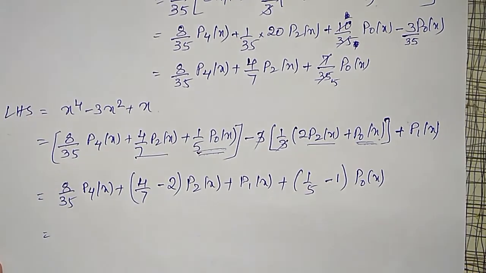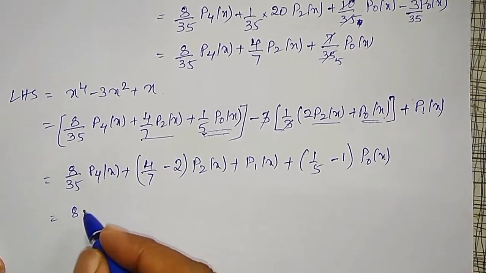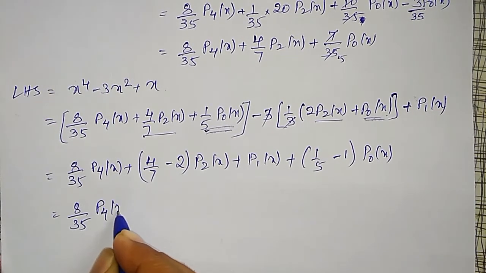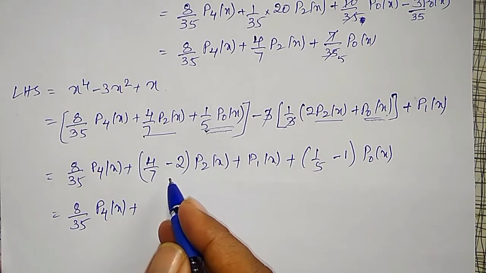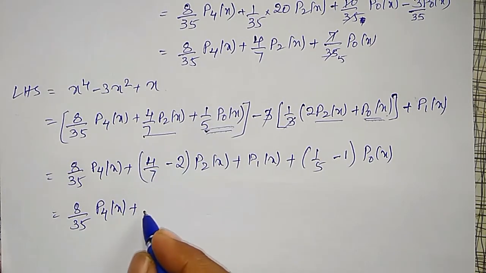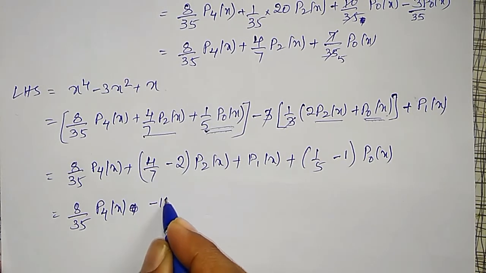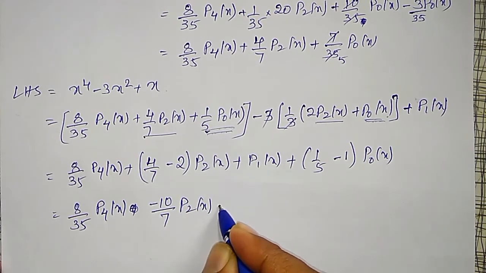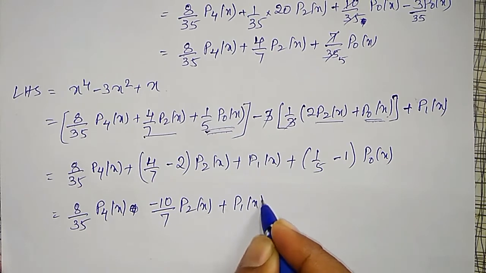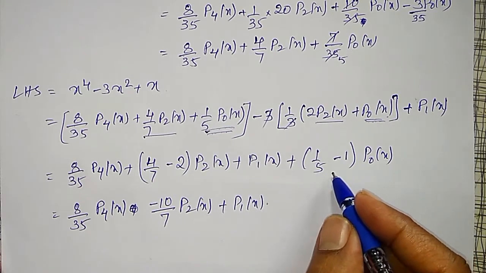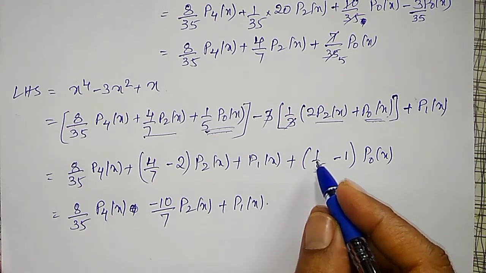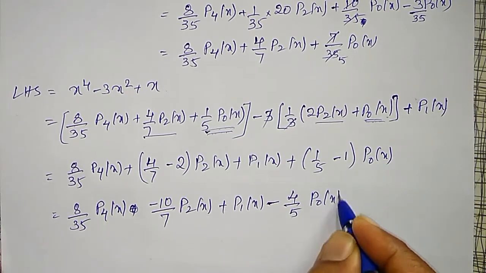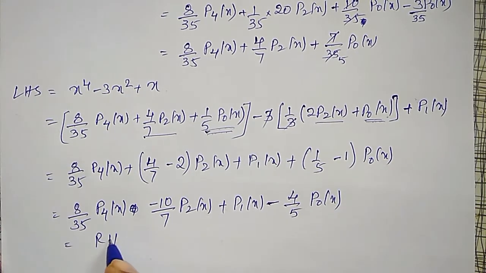Which is nothing but 8 divided by 35 P4 of x plus, LCM is 7, 4 minus 14 is minus 10, that is minus 10 divided by 7 P2 of x, plus P1 of x, and here LCM is 5, 1 minus 5, that is minus 4 divided by 5 P naught of x, which is nothing but your RHS.